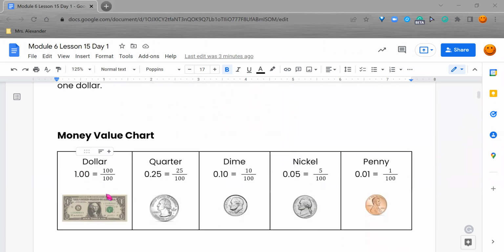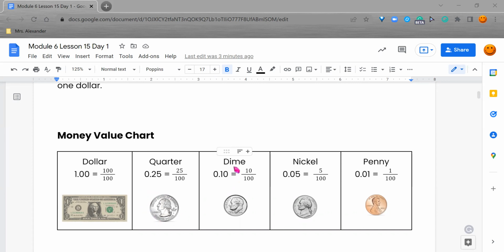We have a dollar, which is 1 and 0 hundredths. So it's a whole 1. So it's equal to 100 over 100. This is what a dollar looks like. This is a quarter. It is written as 25 hundredths, so 0.25, or it could be the same thing as 25 over 100. And this is what a quarter looks like.